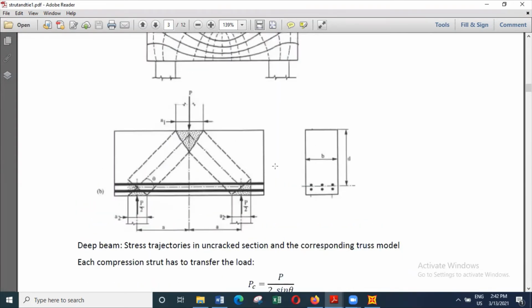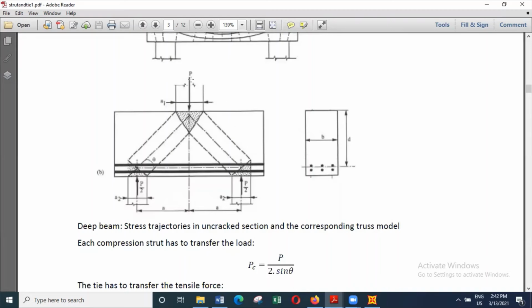So the first thing that we can see is, if you apply a load P, what is the force in this compression strut? Or what is the force in the strut? So that is the first question you can ask. So what you can say is, if the load is P, P by 2 will be carried by the left hand side, remaining P by 2 will be carried by the right hand side.